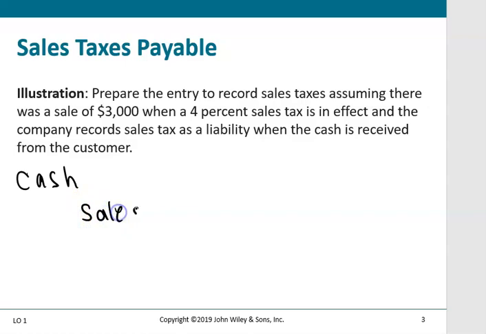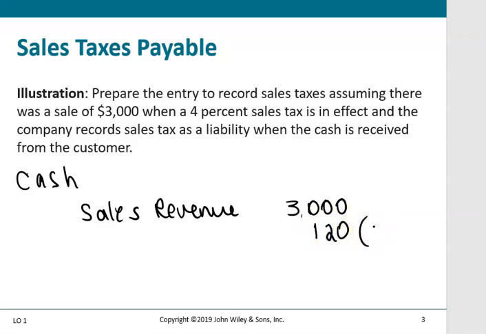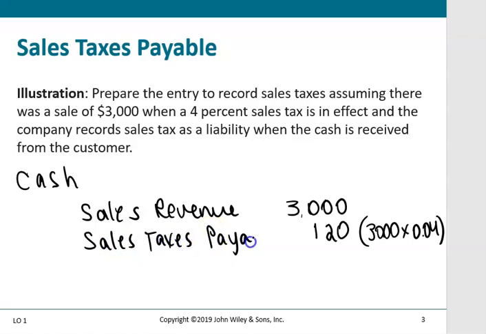The company records an increase in sales revenue with a credit to sales revenue at the sales price of $3,000. And the company also collects the sales tax. If they record that sales tax separately from sales revenue, 4% of the $3,000, $120, they'll increase a liability account called sales taxes payable. And so how much cash did the company receive? The total amount, $3,120, or 1.04 times the sales price.